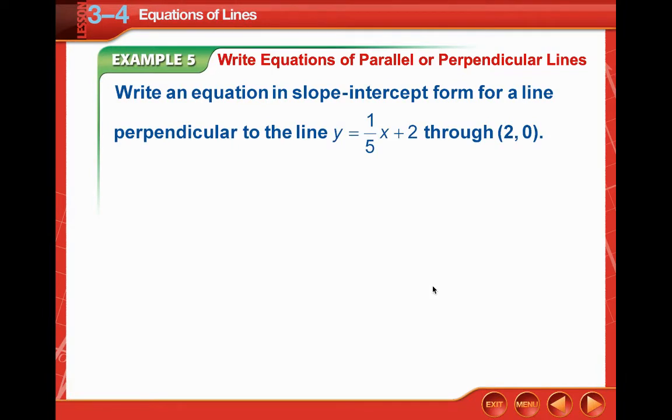And you also change the sign and make it negative. Or if it's negative, you make it positive. In this case, it's positive 1/5. So we're going to flip it, make it 5 over 1, and then we're going to make it negative. So it's going to be -5 as the new slope.